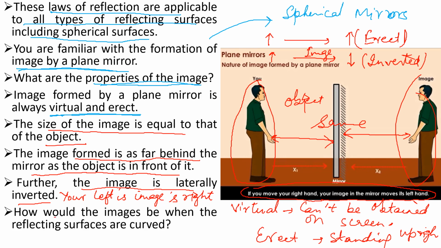Then how would the images be when the reflecting surfaces are curved? Till now we were talking about plane mirrors. Plane mirrors are straight, but when the mirrors are curved either inside or outside, what is going to happen? That we will see in the next class, my dear students.